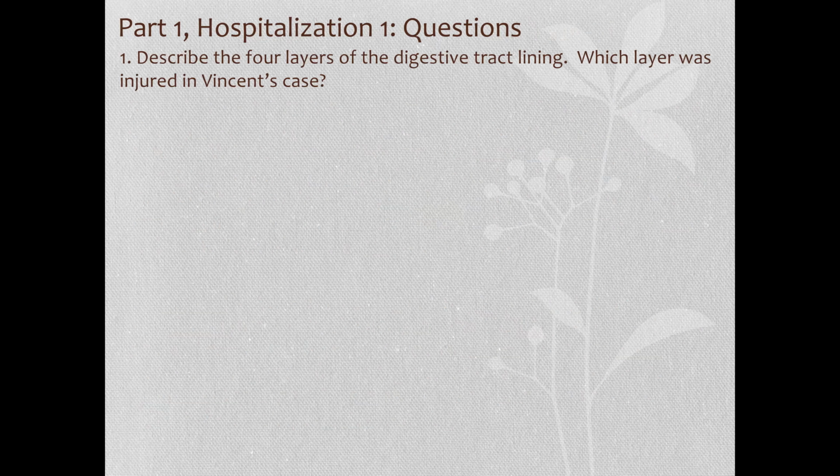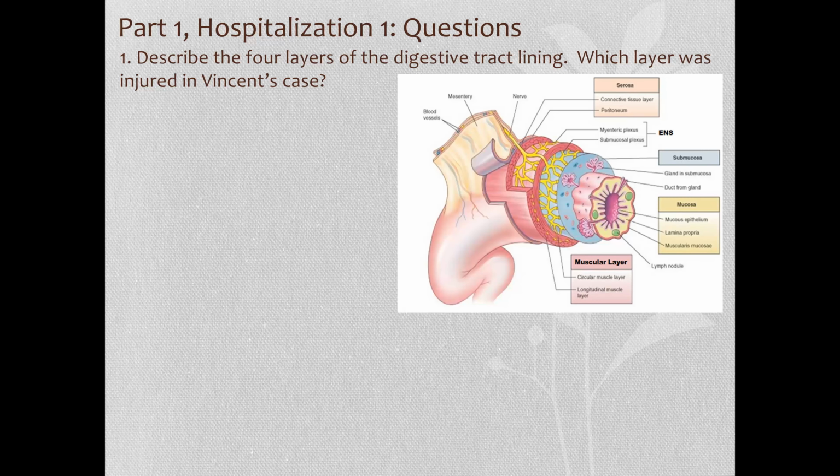Question 1. Describe the 4 layers of the digestive tract lining. Which layer was injured in Vincent's case? So I'm going to put a picture up here so we can reference it. We're going to start with the innermost layer, which is called the mucosa. The mucosa contains a mucous epithelium and then underlying connective tissue called the lamina propria, which is areolar connective tissue. The epithelium can be simple or stratified.